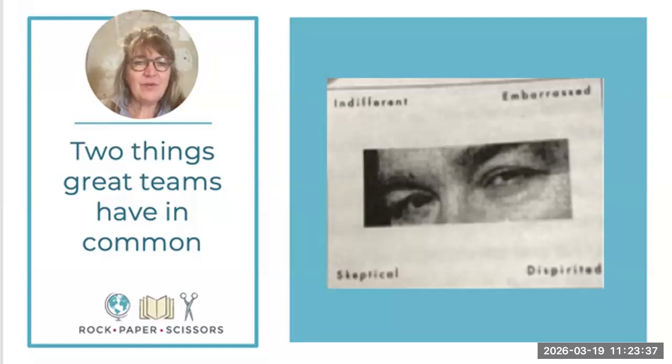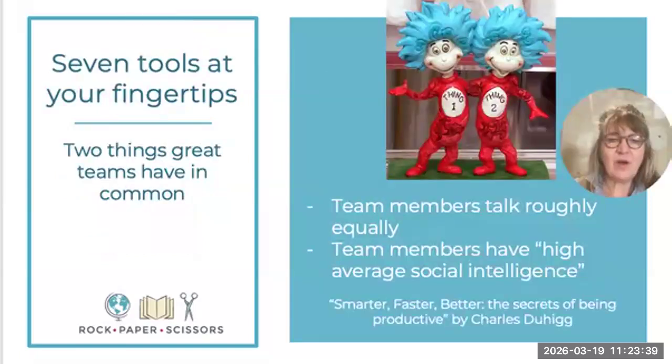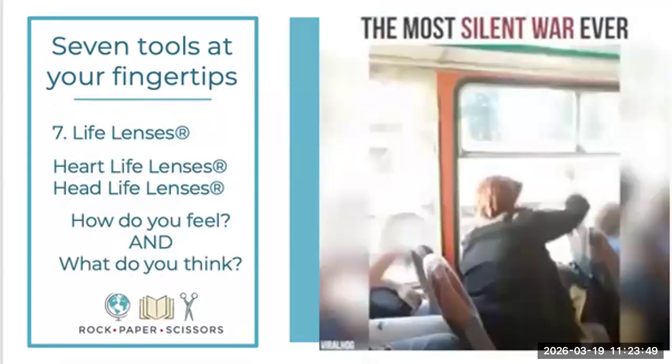Okay, so those are our two things, right? Are your members talking roughly equally? And can you work on your social emotional intelligence? Okay, the last one is our life lenses. So this is a tool that I designed many years ago and trademarked. And I'm just going to play you this quick clip here.